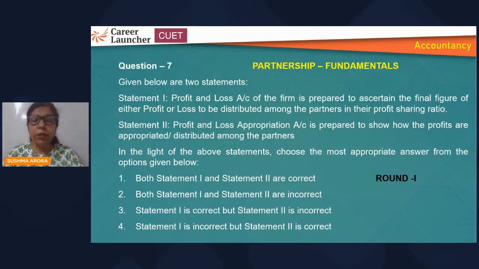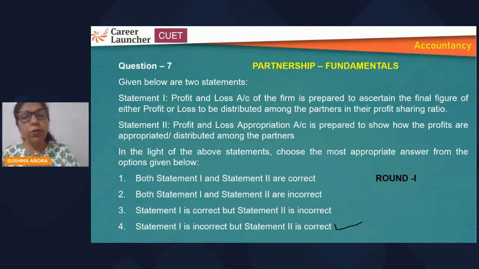Statement based questions. Profit and loss account of the firm is prepared to ascertain the final figure of profit and loss to be distributed in their profit sharing ratio. Yes. Now, final figure? No. Profit and loss appropriation account is prepared to show how the profits are appropriated, distributed among the partners. So, my dear children, answer D will be perfectly correct because one is incorrect.